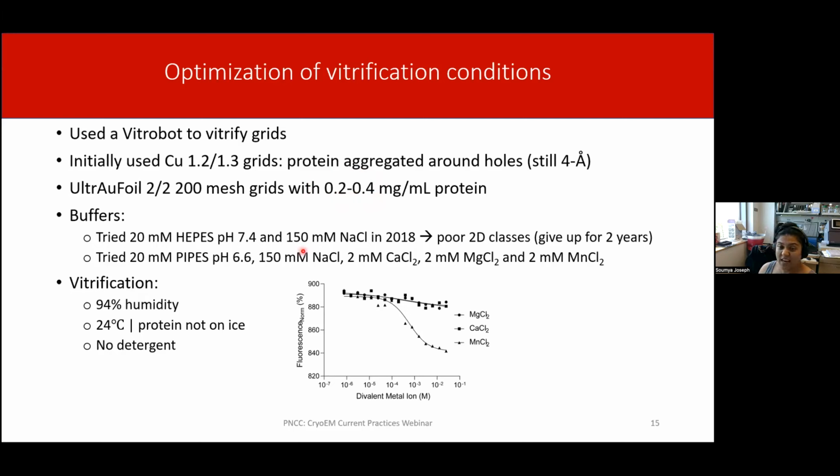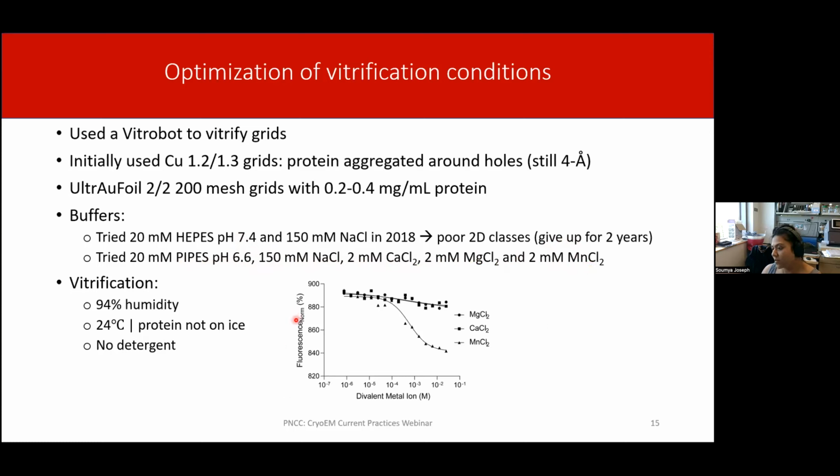I'll say earlier in 2018, I did try to vitrify these grids in pH 7.4. Remember, pH 7.4 wasn't so great for enzyme activity or thermal stability, but actually all the SEC-MALS data are collected at pH 7.4, and it looks great. The protein can go up to 10 mg per mil in pH 7.4, but it doesn't seem to freeze well in our hands. So in 2020, 2021, we refroze some grids in pH 6.6 with 150 millimolar salt and 2 millimolar manganese, which is essential, it turns out.